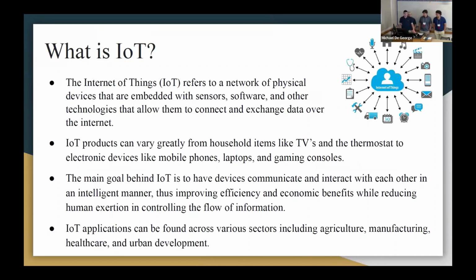So our project is based around IoT, which stands for Internet of Things. So this refers to a network of physical devices that are embedded with sensors, software, or other technology that allow them to connect and exchange information over the internet. IoT products can vary greatly from household items like TVs and a thermostat to electronic devices like mobile phones or laptops. The main goal behind IoT is to have devices communicate and interact with one another in an intelligent manner, thus improving efficiency and economic benefits, while reducing the need for human exertion in controlling the flow of information.